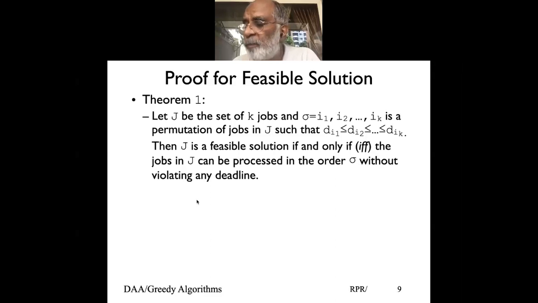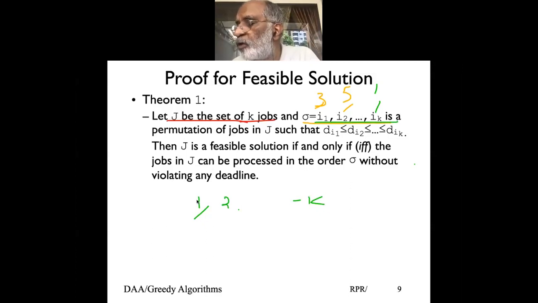To prove our solution, we build up, given k jobs, assuming we've taken k jobs, and let's say the order is given as I1, I2, up to Ik. I1 could be job 3, I2 could be job 5, Ik could be job 1. So I indicate the job number, and we say job 3 has deadline 1, job 5 has deadline 2, and job 1 would have deadline k.